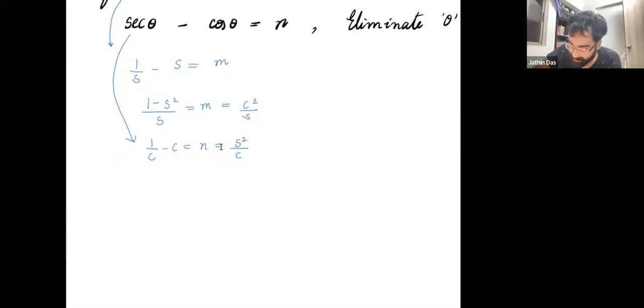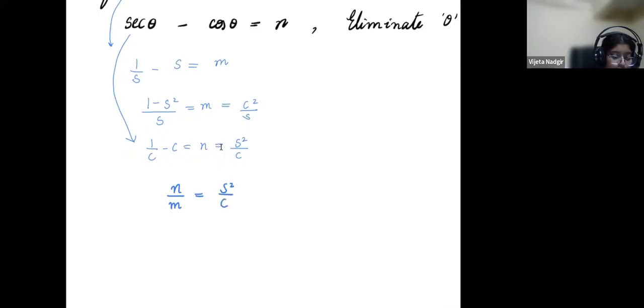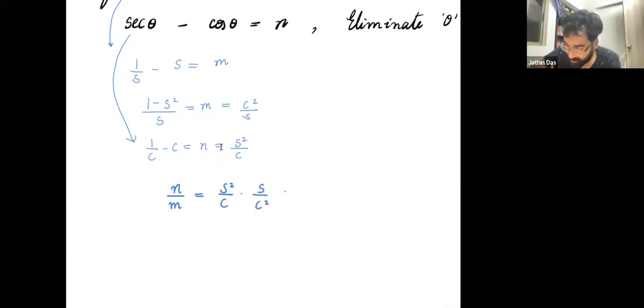So when I'm thinking like this, what I did was I divided n and m. So what will happen? Sine square by cos will come, which will be a single trigonometric ratio, tan. So I can write tan theta is n^(1/3) by m^(1/3). This is equation 1.